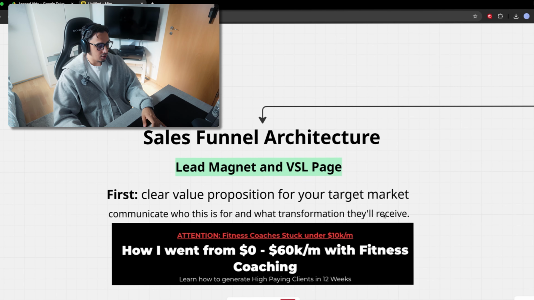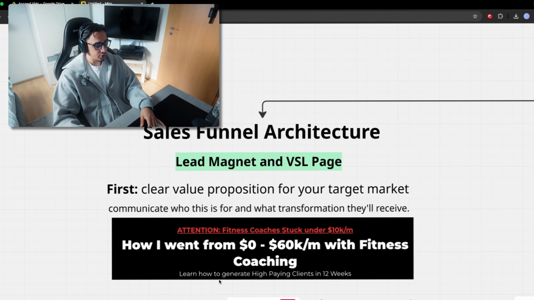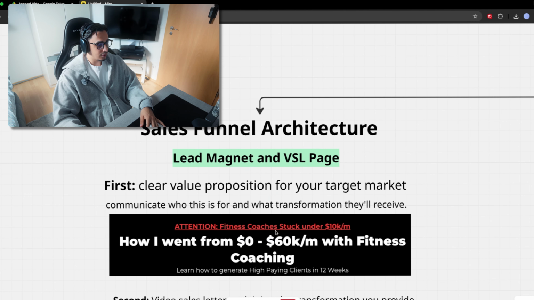they will receive. So for example, for my client, we did attention fitness coaches stuck under 10K per month. This is how I went from 0 to 60K per month with fitness coaching. Learn how to generate high paying clients in 12 weeks. You know, it's a clear value proposition for a target market, fitness coaches stuck under 10K. We communicate who this is for, fitness coaches, and then what transformation they will receive. Learn how to generate high paying clients in 12 weeks.